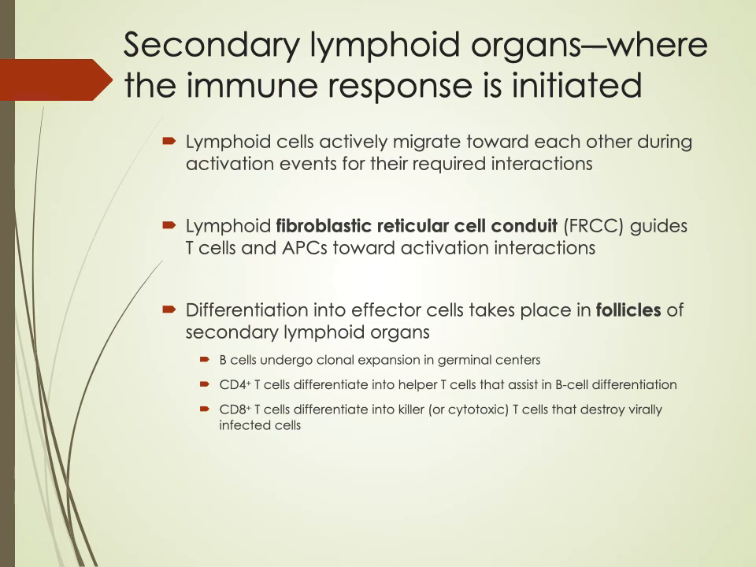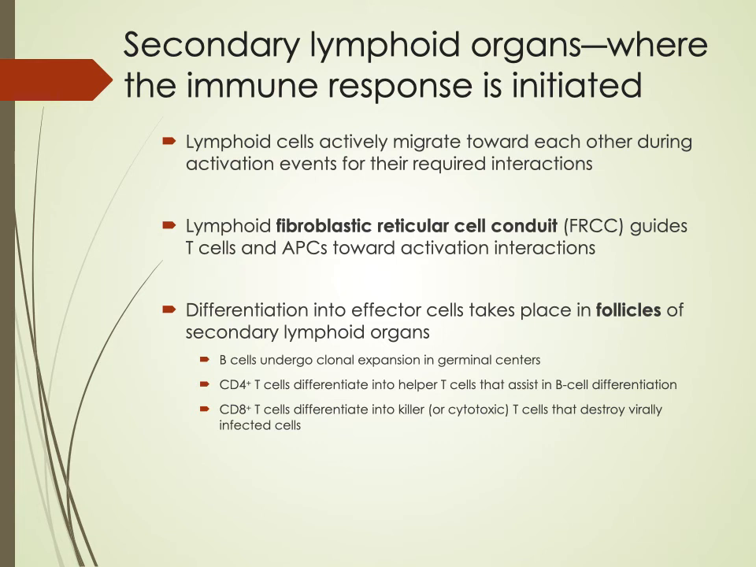So B cells are going to undergo clonal expansion in the germinal centers. CD4 positive T cells will differentiate into helper T cells so that they can assist the B cells to differentiate. CD8 T cells will differentiate into killer or cytotoxic T cells so that they can go off and destroy infected cells, whether those are virally infected cells or go off and find the pathogen to destroy.